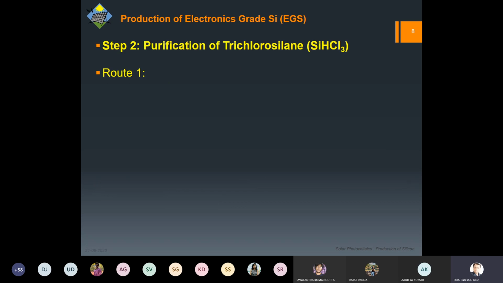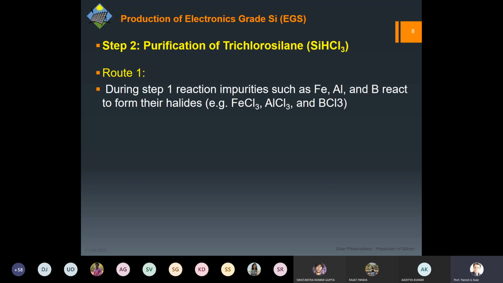Now we have produced the gas trichlorosilane, and then step 2 is purification of that gas. There are 2 routes which we can follow for purification. So during step 1 of route 1, the impurities such as iron or aluminium are going to react with the chlorine which is present in the gas, and they make halides. Okay, so these halides, FeCl3, AlCl3, obviously we don't want. So it takes away these impurities.